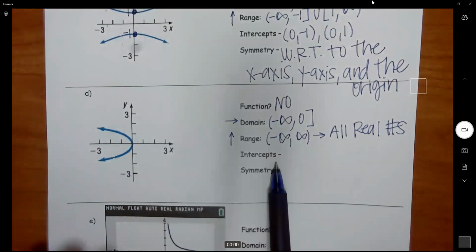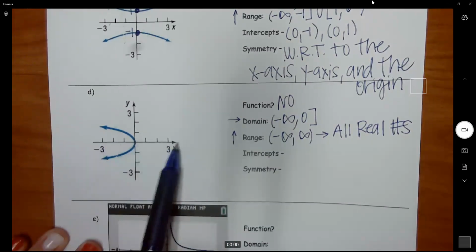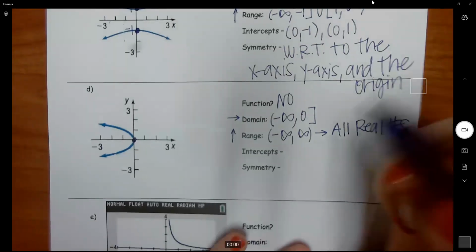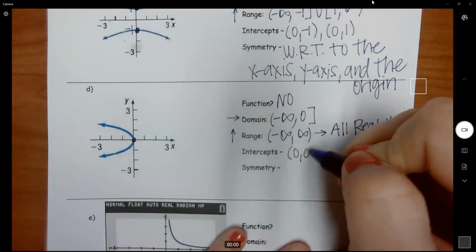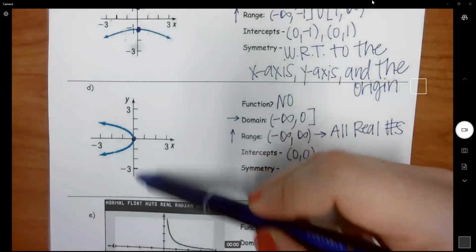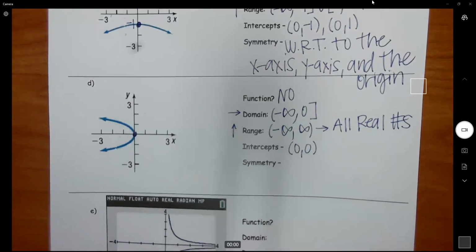And then intercepts. Is this crossing my x-axis in any place? Right here at 0, 0. Is it crossing your y at any place? Same spot at the origin, and we've already got that.